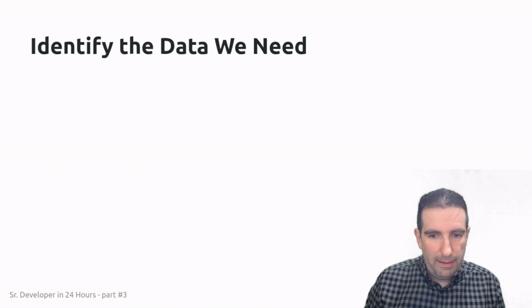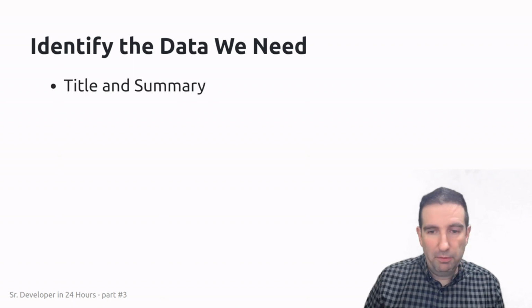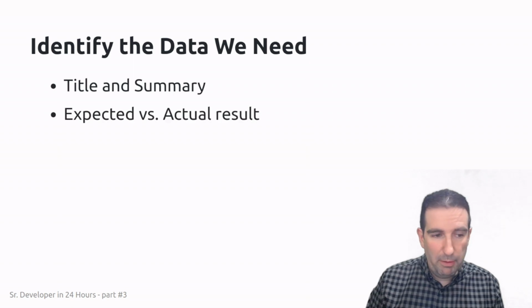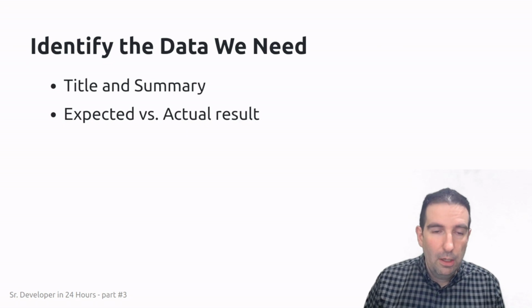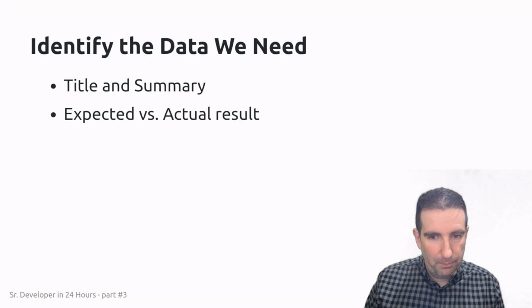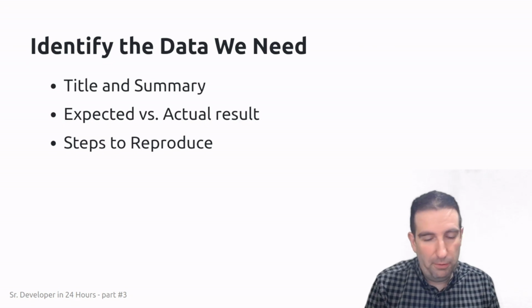So we need to identify exactly what data we need. And the first thing is, well, we obviously want to have a title and a summary. And the title and the summary must be concise and descriptive. We want to have the expected versus the actual result. What was the user expecting, but what did they actually get? The steps to reproduce. What did we actually do to get to that actual result?